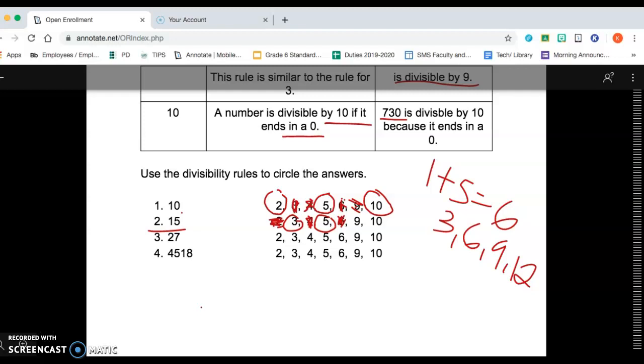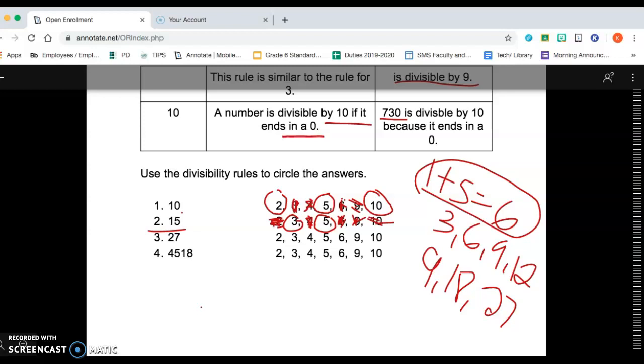For 9, we do like we did with 3. We add up the digits, so we already added them. 1 plus 5 is 6. But 6 is not a multiple of 9. Multiples of 9 are 9, 18, 27. So that's not an answer. And last but not least is 10. Remember, 10 means it ends in a 0. This does not end in a 0, so that's out.